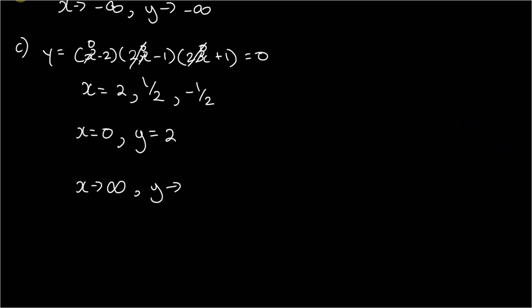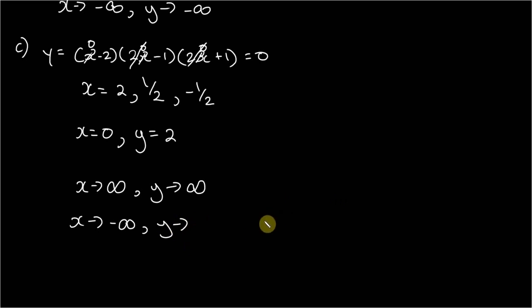And so what's clear here is that as x approaches increasingly positive values, y is also going to tend toward positive infinity. Now when x tends toward negative infinity, when it gets increasingly negative, what is y going to do?